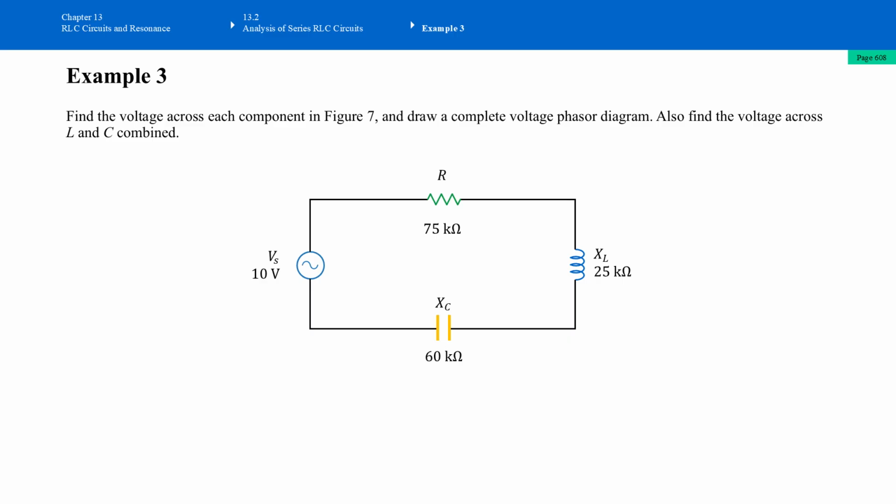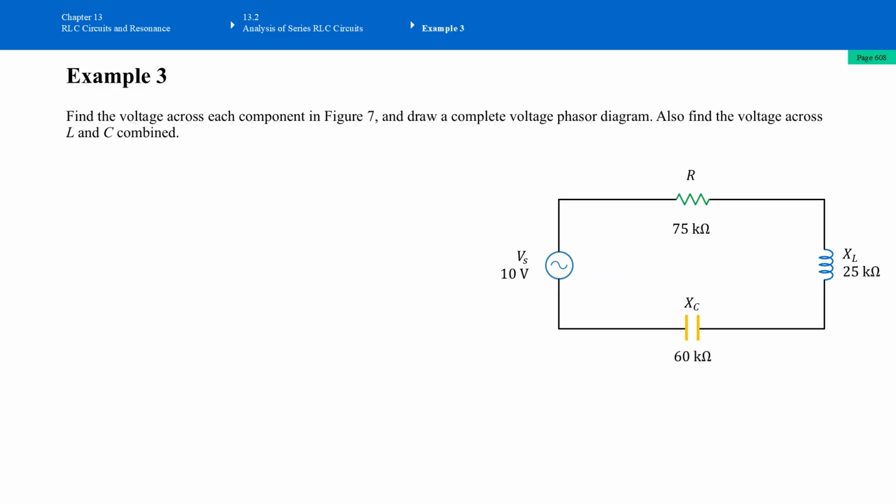This circuit has a voltage source with a root mean square voltage of 10 volts, connected to 3 elements. Resistor, 75 kilo ohms. The inductive reactance XL is 25 kilo ohms. And the capacitive reactance XC is 60 kilo ohms. We need to find the voltage across every component, and then we need to draw a complete voltage phasor diagram. We also need to find the voltage across the inductor L and the capacitor C combined.